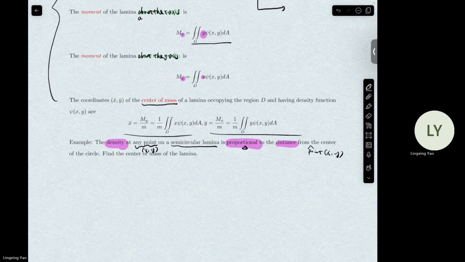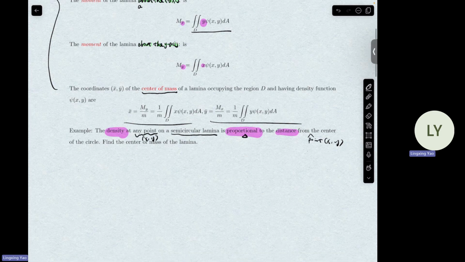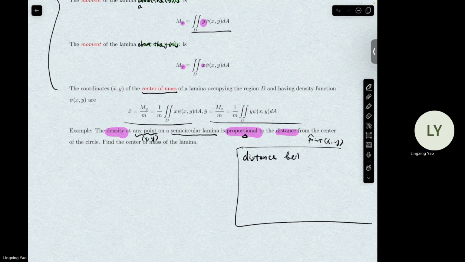By the way, how do we know the distance? There's something we have to figure out: the distance between (x, y) and the center of the circle. Here we use (x, y) and (0, 0).